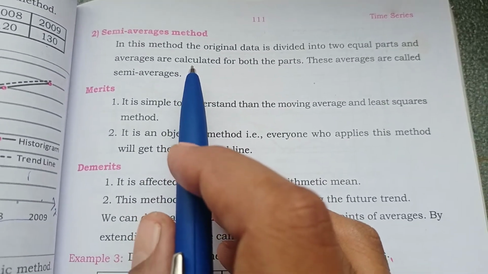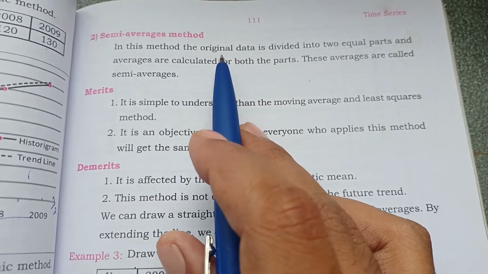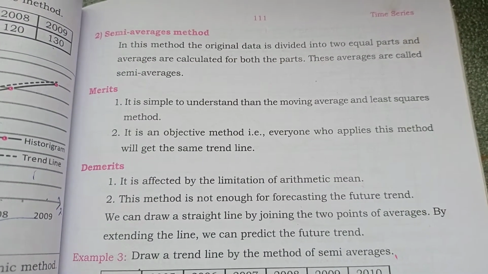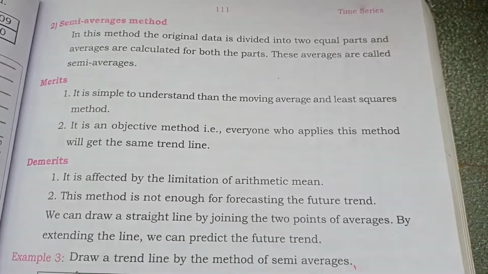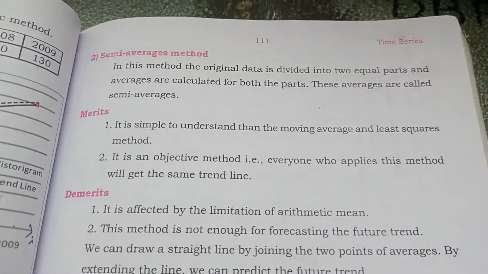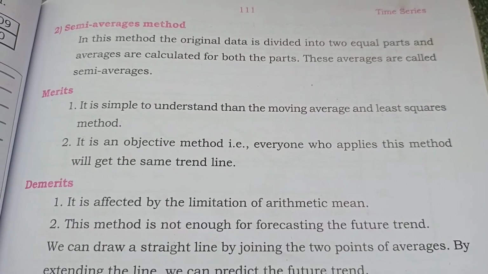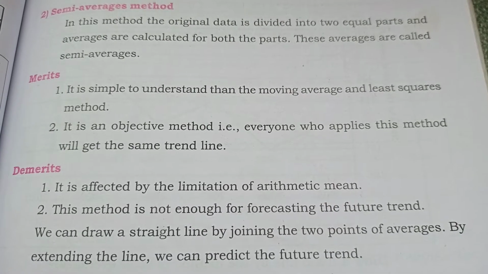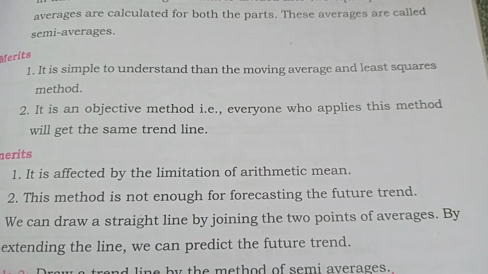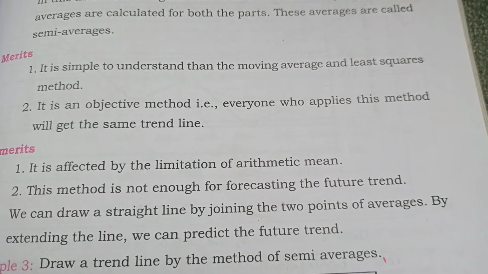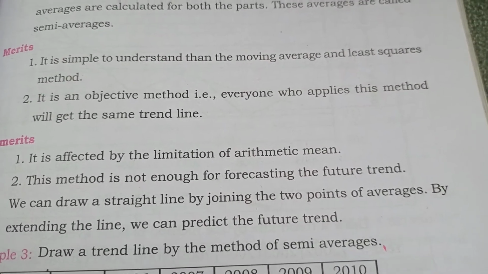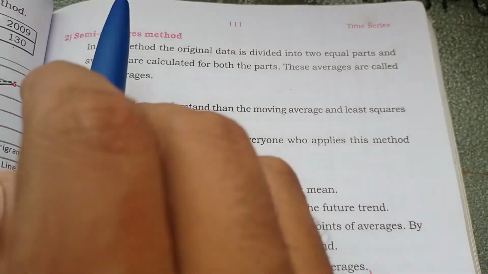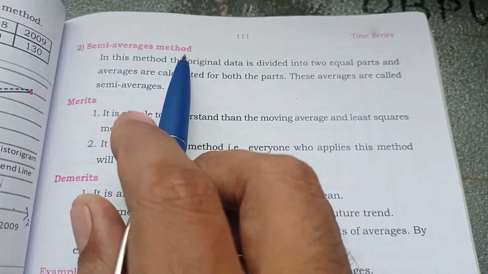What do you mean by semi-average method? In this method the original data is divided into two equal parts. Whatever data are given in the problem, or whatever we want to measure, that data will be divided into equal parts. If it is 10, then 5 and 5, two equal parts. If it is 9, then 4.5 and 4.5. Like this we will divide the data into two equal parts, so it is called the semi-average method.